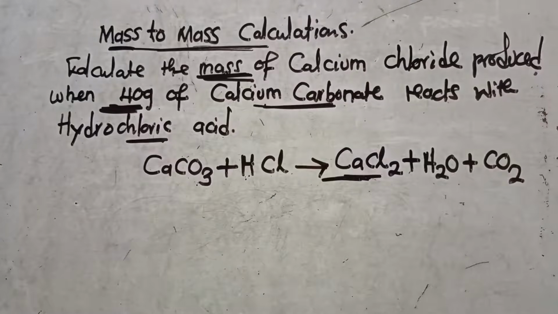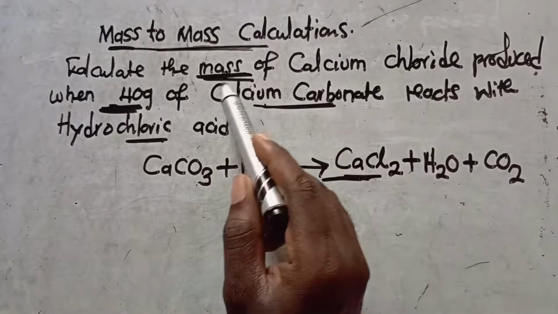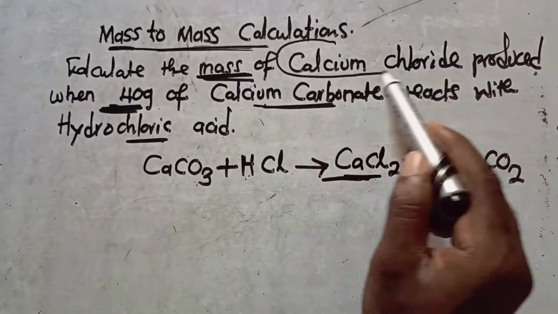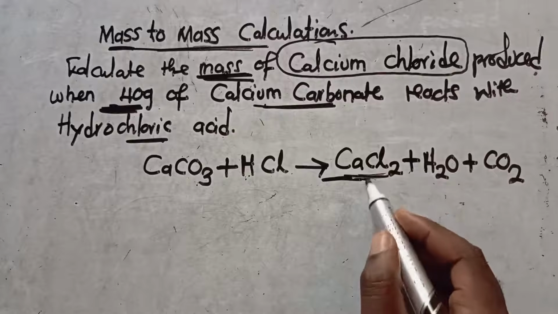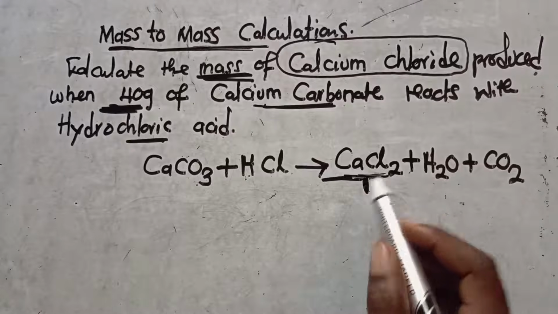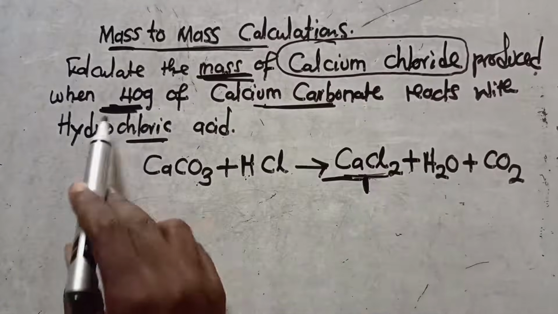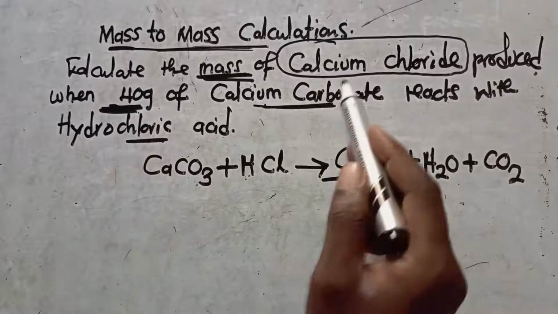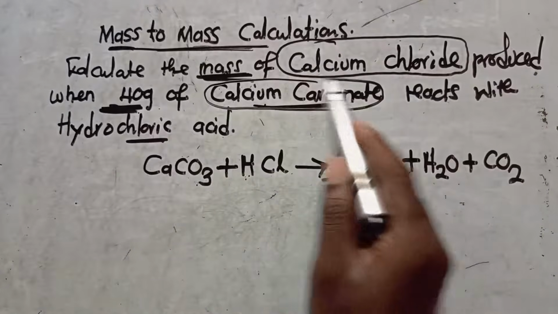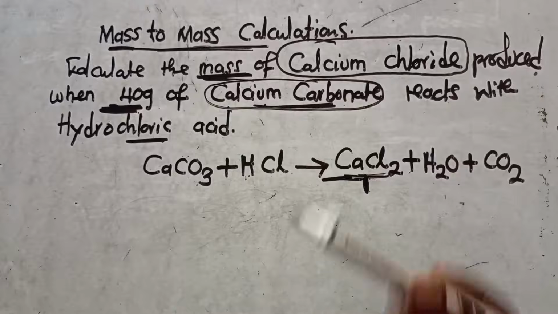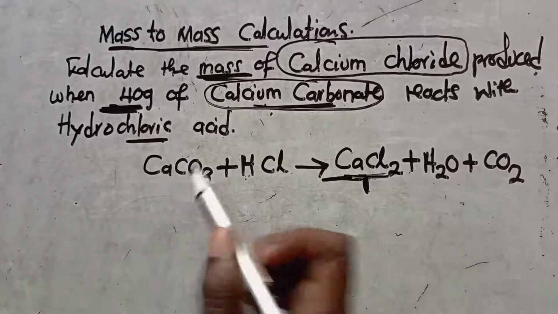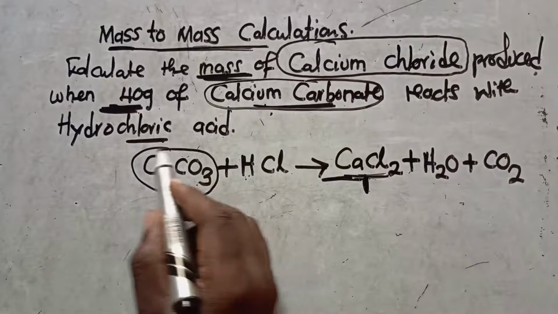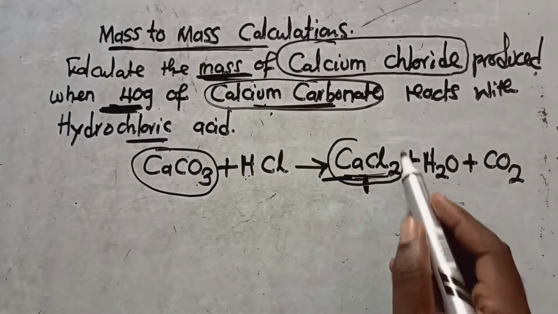Then you say, okay, they are telling me to calculate the mass of what? The mass of calcium chloride. Calcium chloride is here. They want me to calculate the mass of calcium chloride when given 40 grams of calcium carbonate. So I'm just going to compare what I'm told to find and what I'm given.